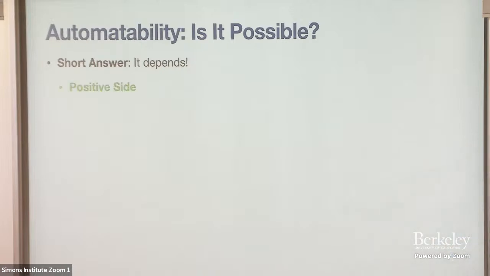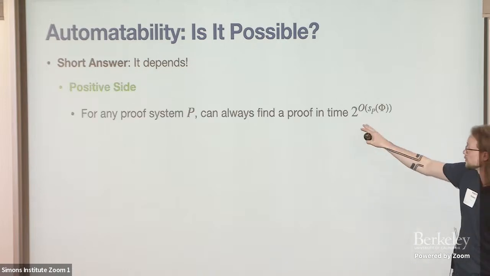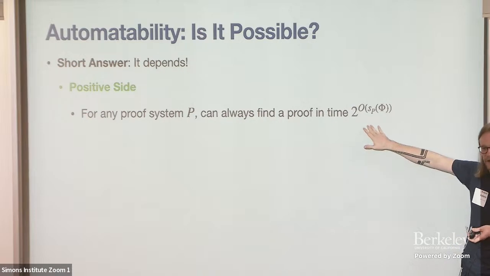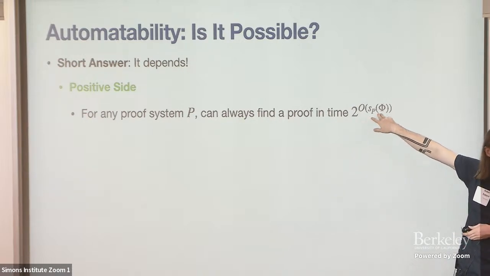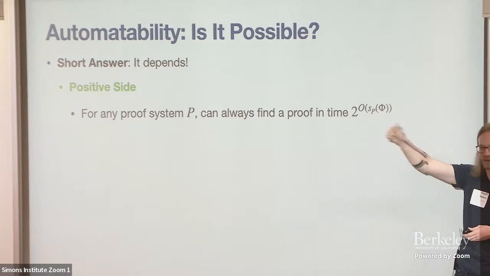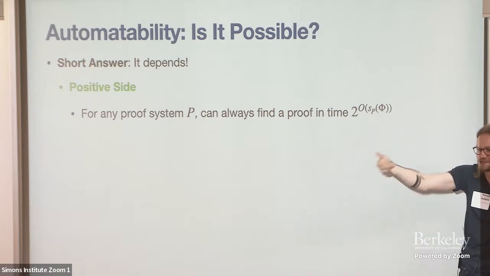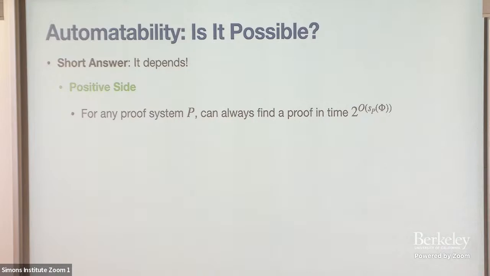On the positive side, for any proof system P, I can always find a proof in time, this is a very boring answer, 2 to the length of the proof. Why? Well, a proof is a bit string, and I can just brute force over all the bit strings and check whether the bit string in front of me is a proof. So that's an exponential time automating algorithm. It does actually give us something, at least.